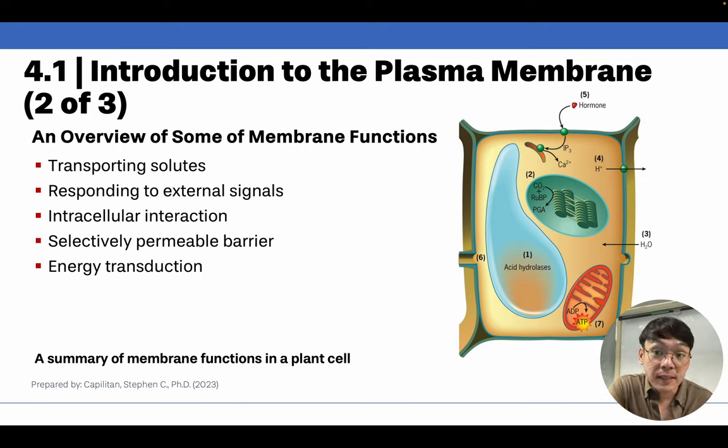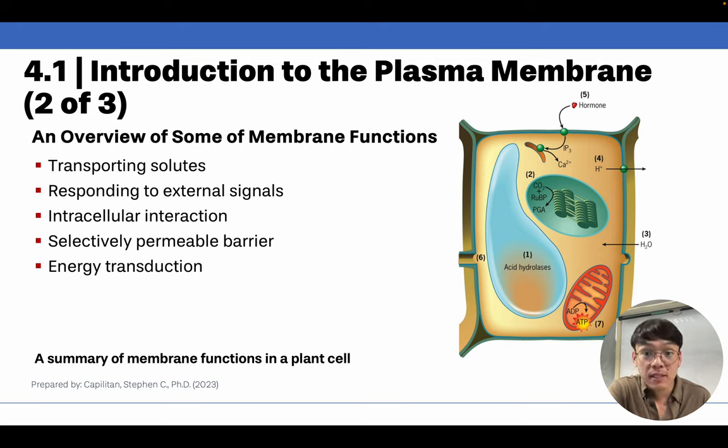Number one, the cell is compartmentalized, in which hydrolytic enzymes such as acid hydrolases are sequestered within the membrane-bounded vacuole. Number two, an example of the role of cytoplasmic membranes as the site for enzyme localization. We fix carbon dioxide in the plant cell, which is catalyzed by an enzyme, and the enzyme is associated with the outer surface of the thylakoid membranes of your chloroplasts.